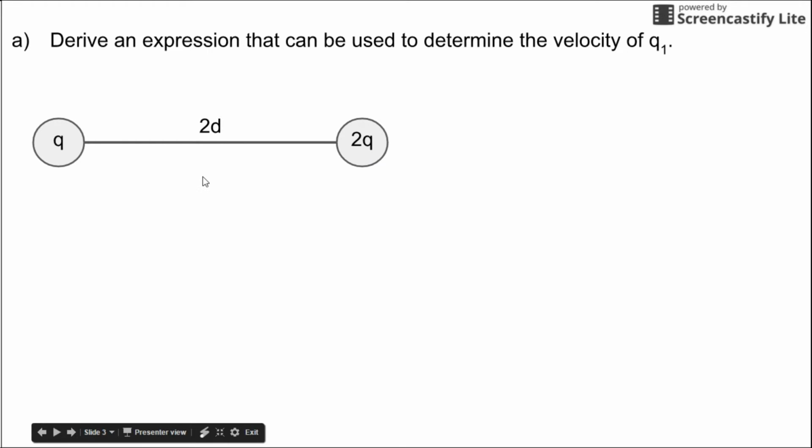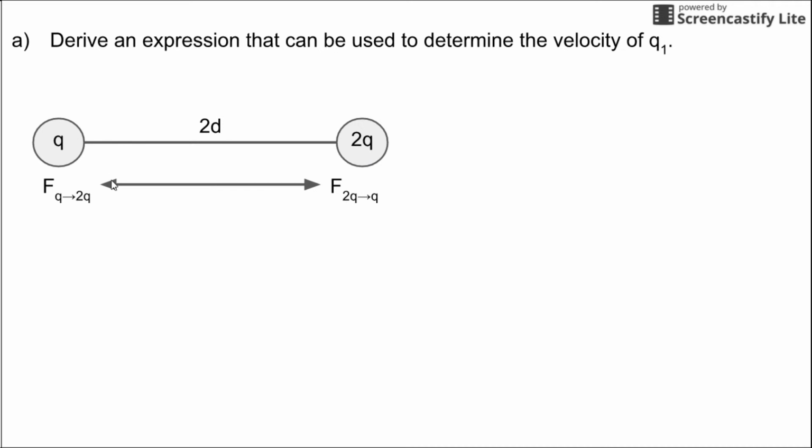distance. We can see that over here, this shows the forces that are being applied. This force going in this direction shows the force that Q has onto 2Q. The second force here shows the force that 2Q has on Q, which is in this direction. This represents the attractive forces between the two particles.